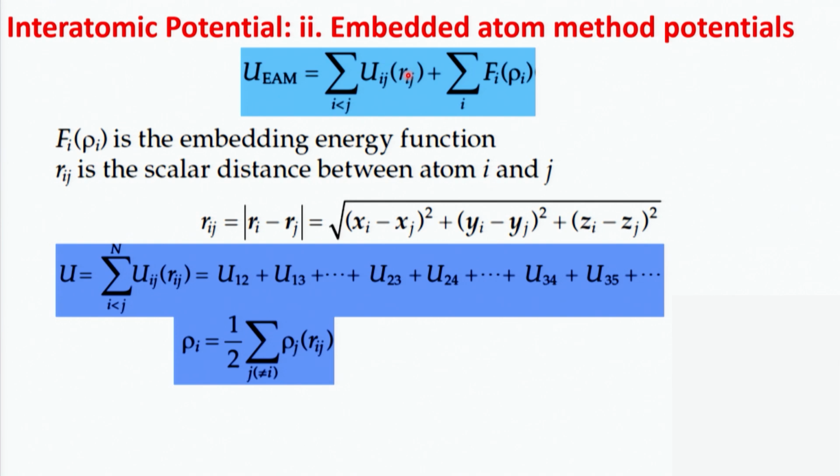and Rij is the scalar distance between the two atoms I and J, and the first term, the pair potential, is given as the interaction between the different atoms, so 1-2, 1-3, like this. And this rho i is the charge density at a particular core. It is affected by the other atomic or core charges, and is given by rho i equals half of the summation of rho j of Rij, where j is not equal to i.